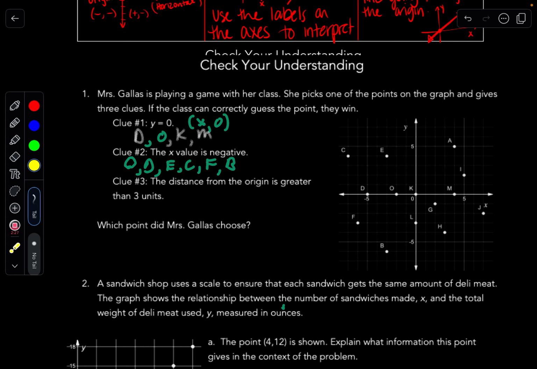Okay, the distance from the origin is greater than 3 units. That one's going to be a bit tough. She picks one of the points, so I'm listing all possible points. Really, you just needed to write one of those. Remember, the origin's right there where the axes cross. The origin has the ordered pair 0, 0. So the distance is greater than 3 units.